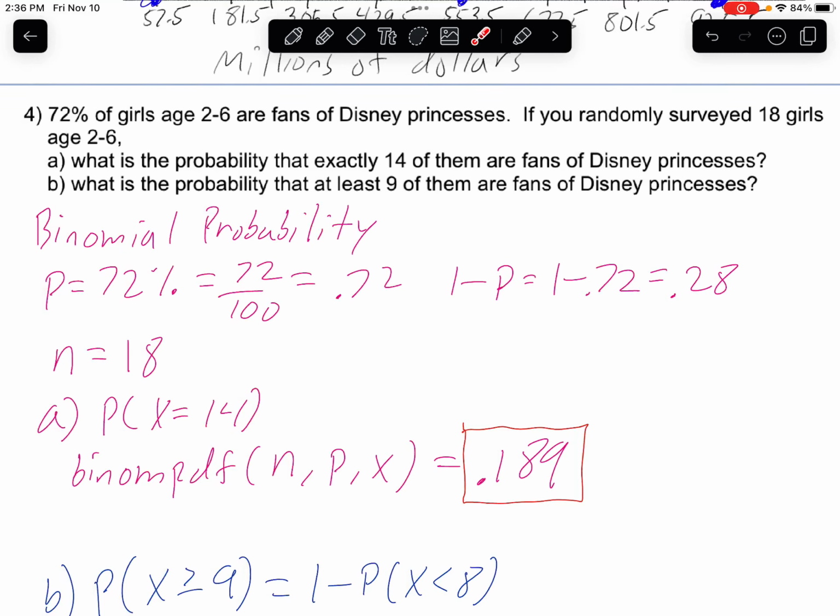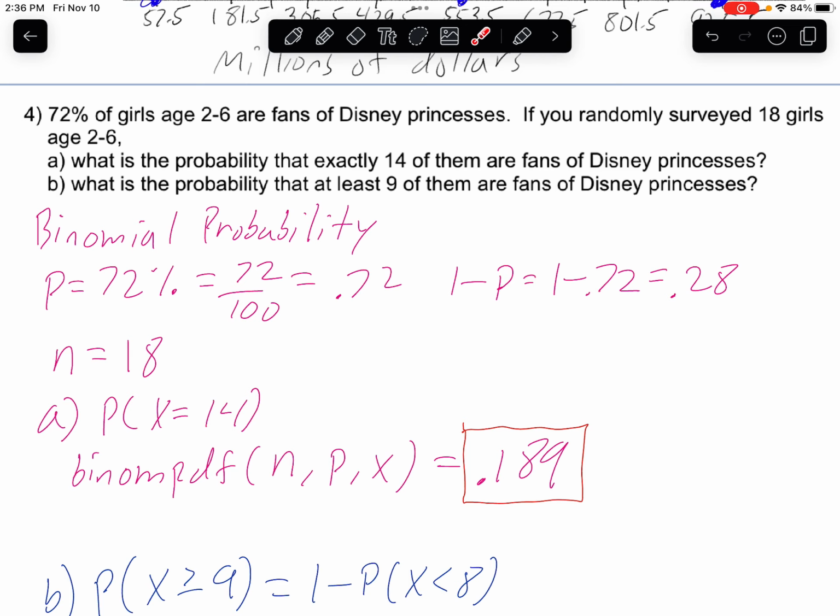Let's calculate some probabilities here based upon information that's given. We're told that 72% of girls are fans of Disney princesses. So if we randomly survey 18 girls of this age, what is the probability that exactly 14 of these 18 say yes to this survey?